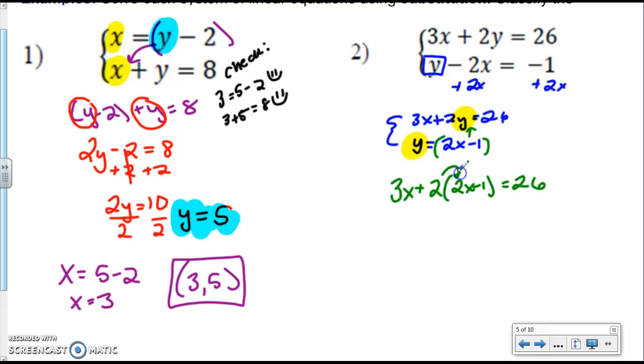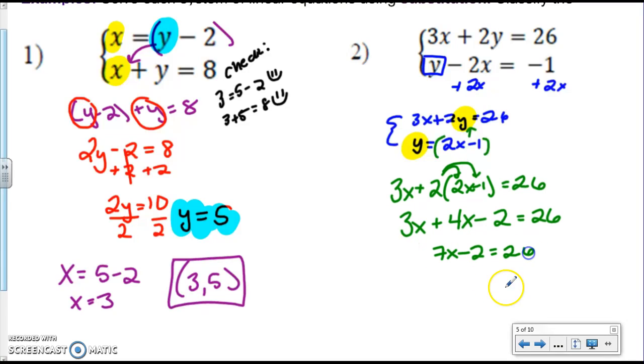We're going to distribute and solve. So 2 times 2x is 4x, 2 times negative 1 is negative 2, and then we're going to go from there. So like terms give me 7x, add 2 to both sides, and divide by 7 on both sides. So I get x equals 4. I don't want to circle that yet.